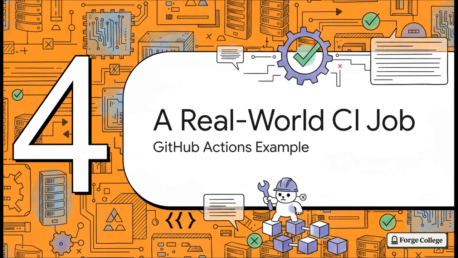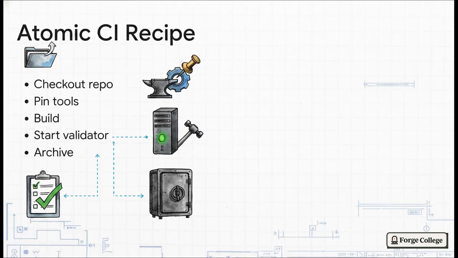Okay, Section 4. Let's look at a real-world CI job. Let's take those blueprints and apply them to a real-world scenario, like a GitHub Action. Treat this list as an atomic recipe. First, you check out the code and restore the cache. Next, and please pay attention to this one, install pinned toolchains, like explicitly stating Rust 1.69.0 and Anchor 0.27.0.